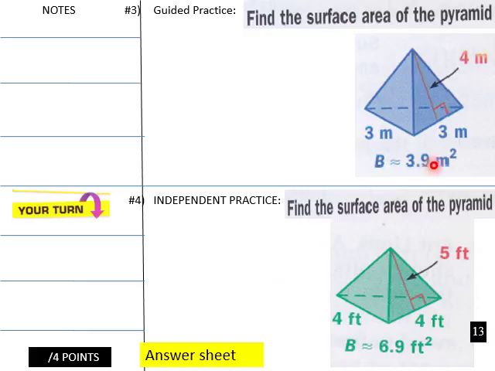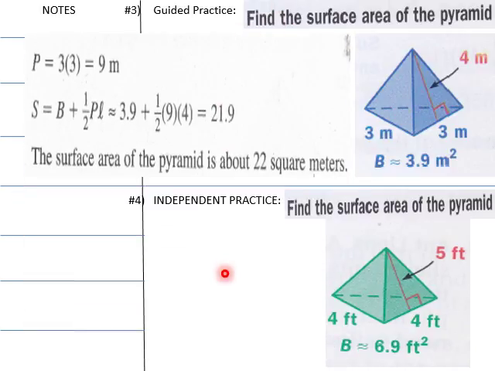We have a base here. Well, they're giving you the area of this base, aren't they? So what do we do up here for this? Well, here it is. P equals 9. So here's our P here. 3 times 3 is 9. Our surface area would be base plus 1/2 PL. So we have 3.9. Our base is here. And so we have 3.9 plus 1/2, 9 times 4 is 21.9. So here's the surface area of this pyramid right here.